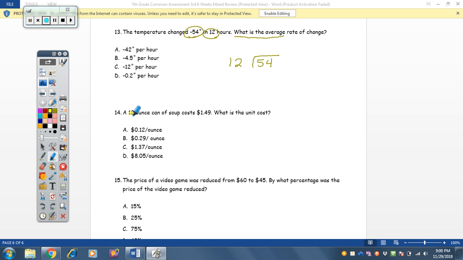Number 14 says a 12-ounce can of soup costs $1.49. What is the unit cost? That is also a division problem. When we're talking about units, unit rate, average, cost per pound, rate of change, all of that is a division. So it's money per ounce. Even though 12 is bigger than $1.49, $1.49 goes in the box, which means your decimal has to go straight up.